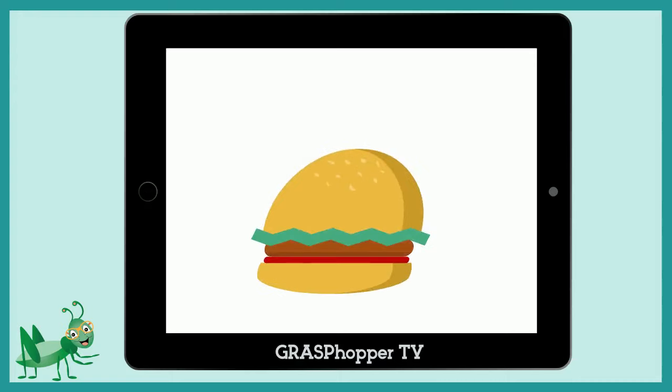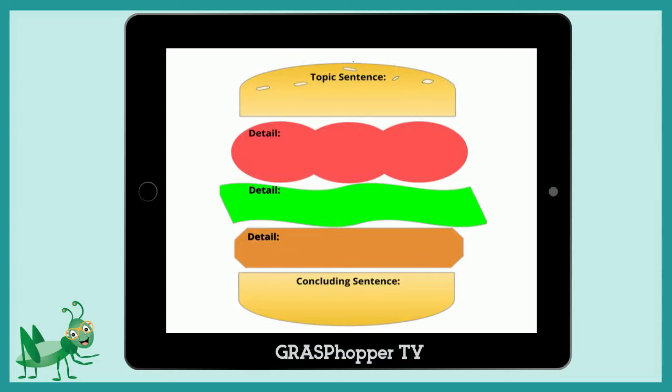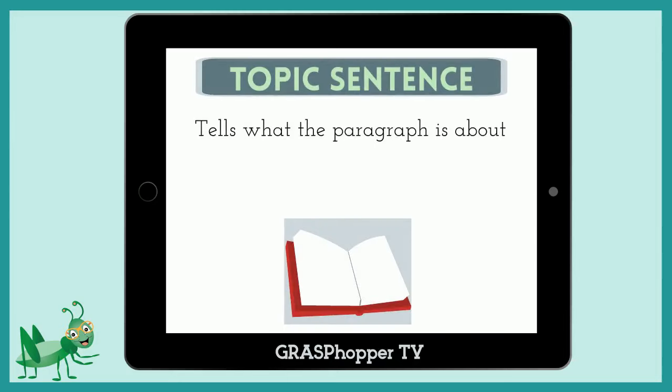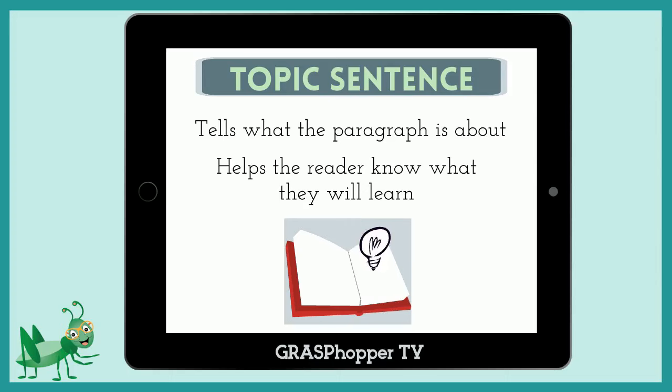A paragraph has parts just like a hamburger. We use a hamburger organizer to help us remember the parts of a paragraph. In a previous grasshopper teaching video, we learned that the top bun of the hamburger is for the topic sentence. A topic sentence tells what the paragraph is about and helps the reader to know what they will learn.